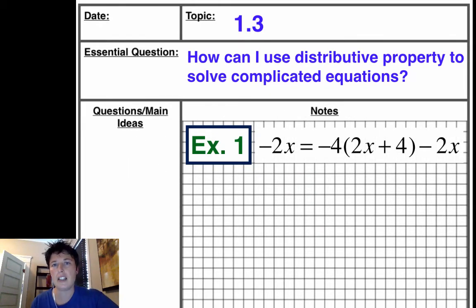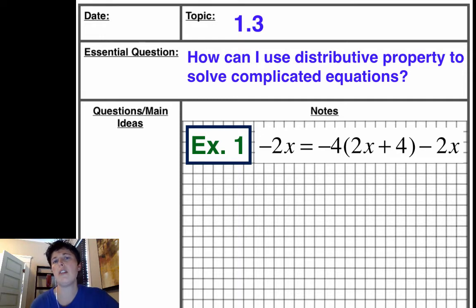We're going to solve for x, and our equation is negative 2x equals negative 4 parentheses 2x plus 4 minus 2x. I'm going to read that again. Negative 2x equals negative 4 parentheses 2x plus 4 minus 2x.